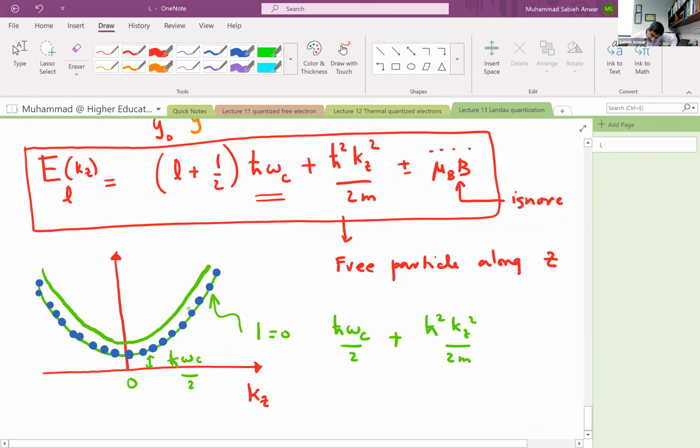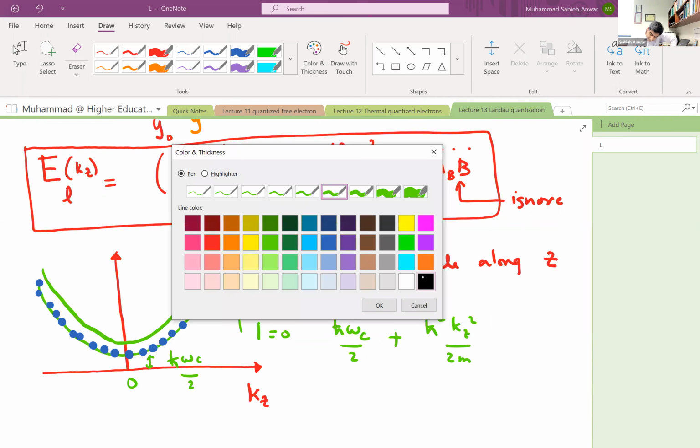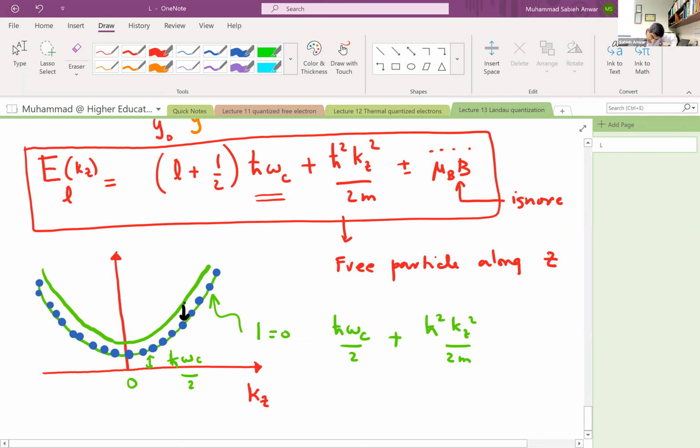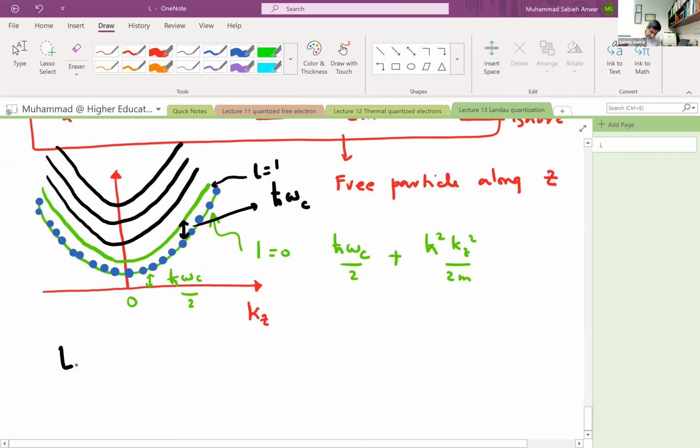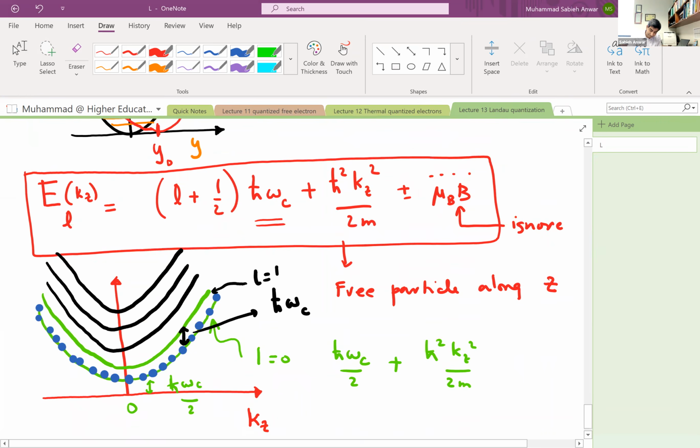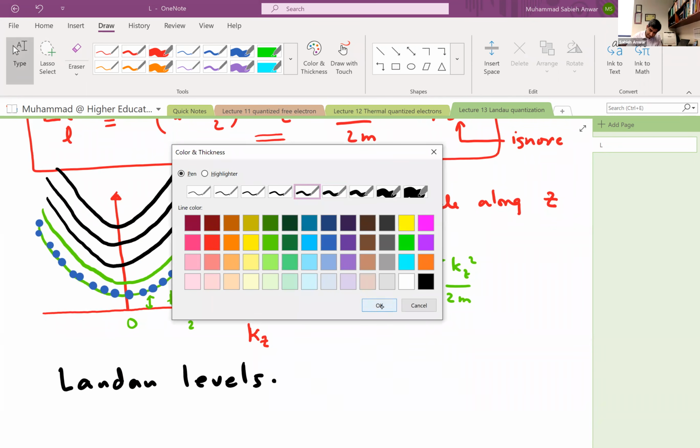But now this parabola is shifted upwards from the previous parabola by units of h bar omega c. This is L equals 1. Likewise, I will have L equals 2, L equals 3, L equals 4. So this process in which the energy of the electron becomes quantized is called Landau quantization, and these levels are called Landau levels. Any questions?